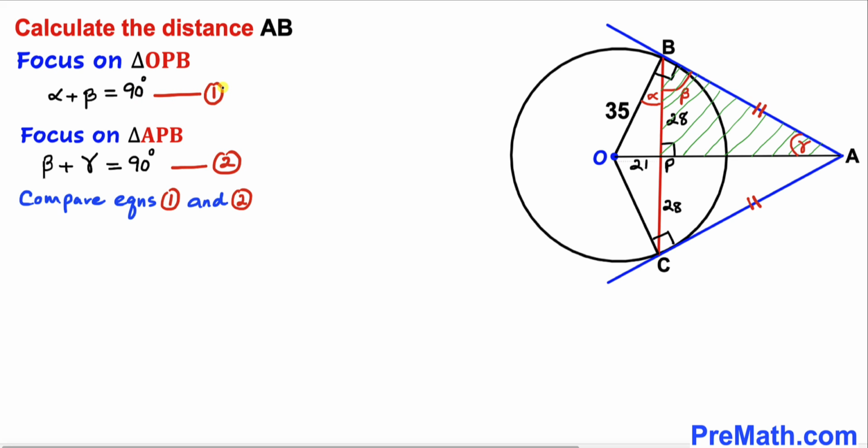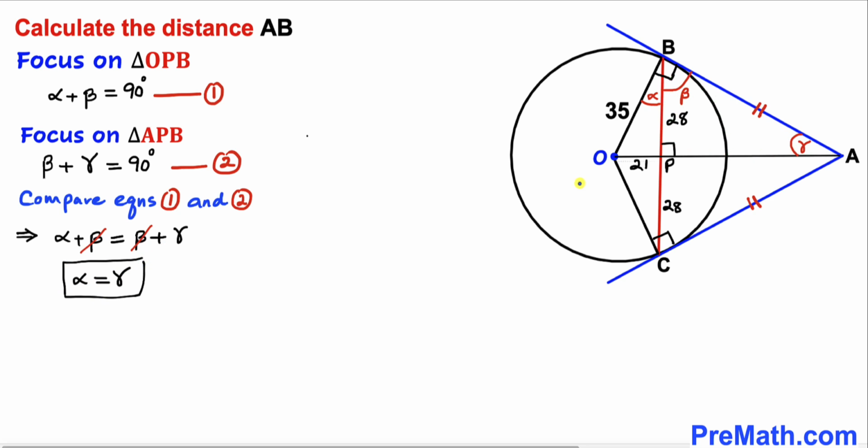Now let's compare equations 1 and 2. So this left hand side is going to be this side. So I can write alpha plus beta equals beta plus gamma. Now we can see beta is cancelled out on both sides. So therefore, our alpha is going to be equal to angle gamma. Therefore, we conclude that these angles alpha and gamma are congruent angles. Therefore, I am going to call this angle alpha as well, since this is alpha and this is alpha as well.